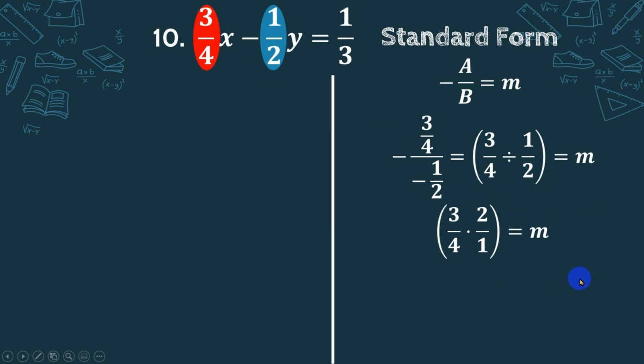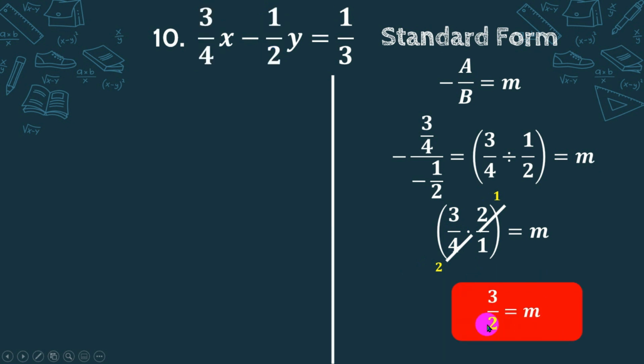Now, sa pag-multiply po, pwede tayong mag-cross cancellation ng may common factor. So, meron tayong 2 at saka 4. Pag kinancel natin yan, magkakaroon tayo ng 2 and then 1. So, 3 times 1 is 3 and then 2 times 1 is 2. The result is 3 over 2 as our m. 3 over 2 as our slope.